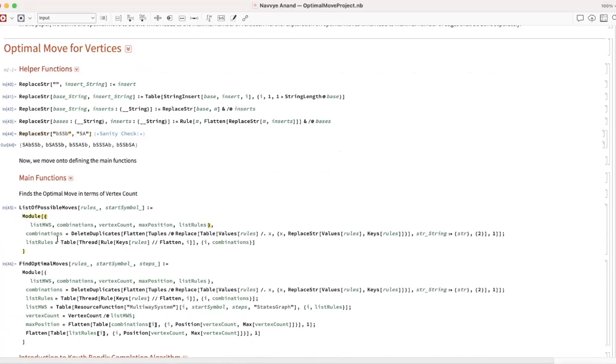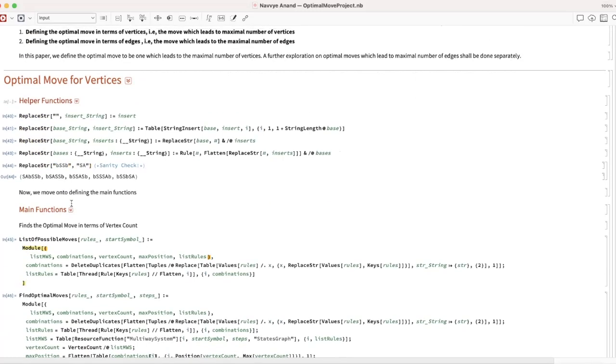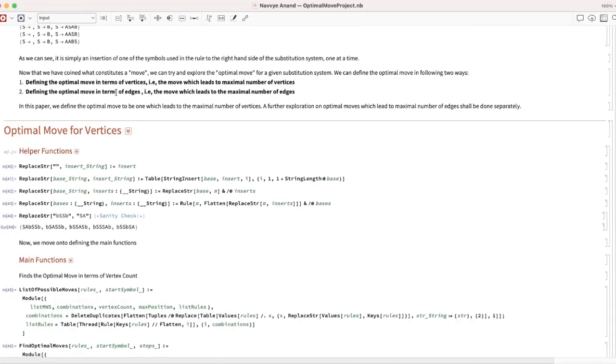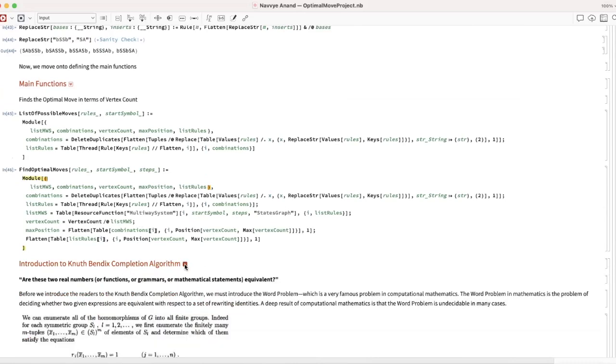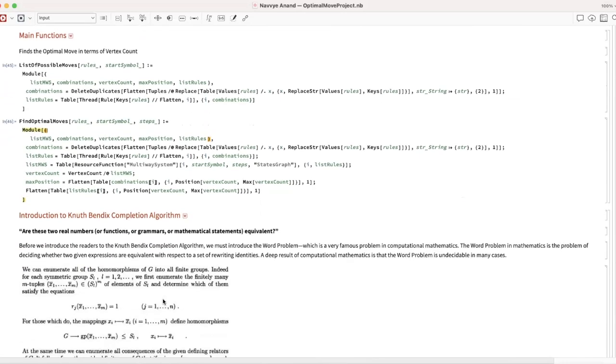This is the list of possible moves function, which lists all the possible moves, as we saw here earlier. The find optimal moves function finds the optimal move in terms of vertex count. And this brings us to the most important part of the project, which is the Knuth-Bendix completion algorithm.